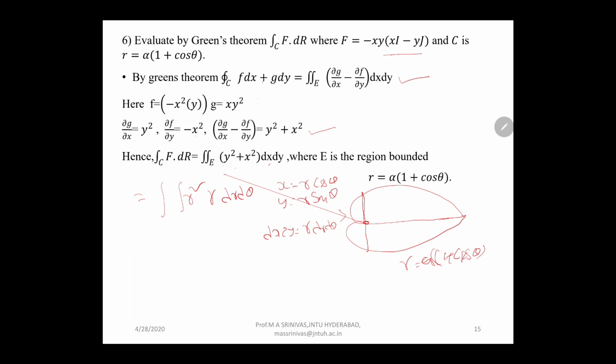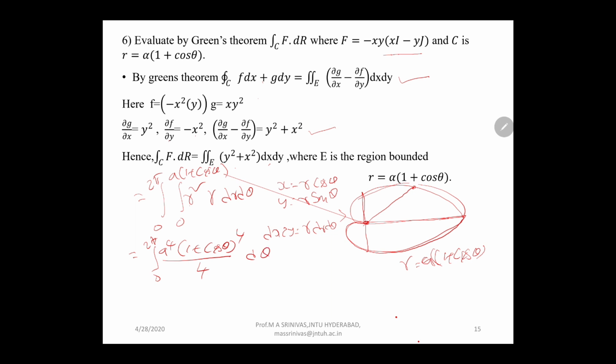For finding the limits, r goes from 0 to a into 1 plus cos theta, and theta varies from 0 to pi. Here again from pi it goes to 2 pi, so from 0 to 2 pi. So this is the integral from 0 to 2 pi. Integral of r cube is r power 4 by 4. If I substitute the limits, a power 4 into 1 plus cos theta whole power 4 by 4 d theta.